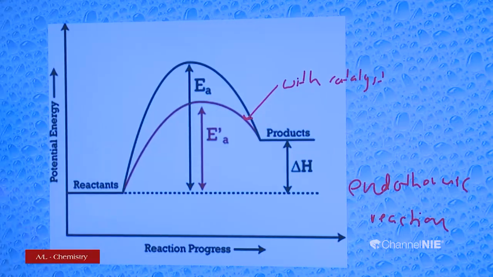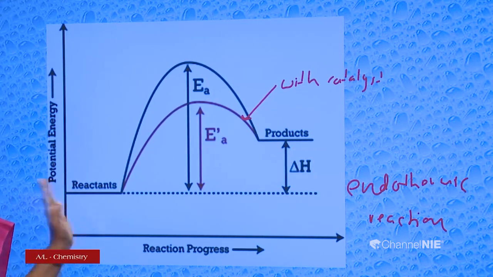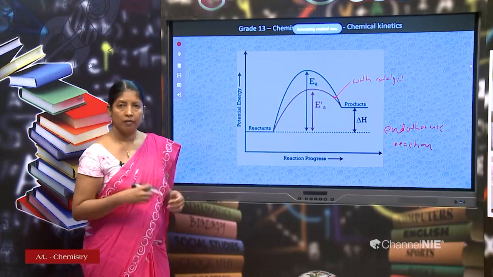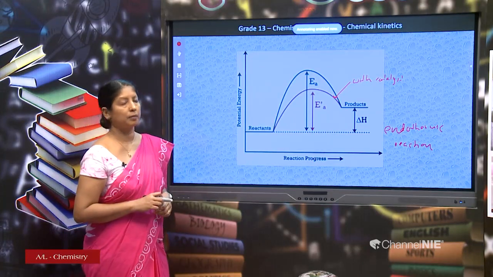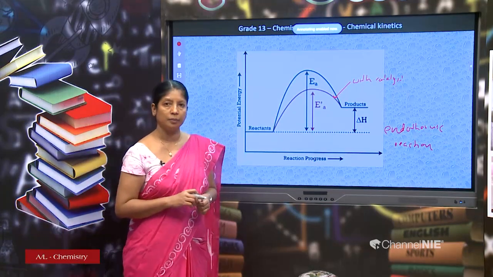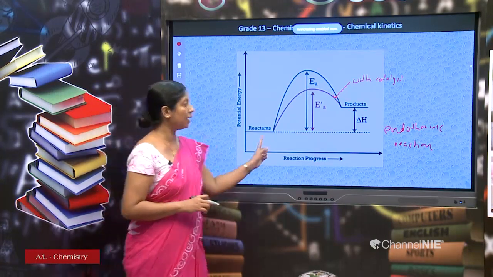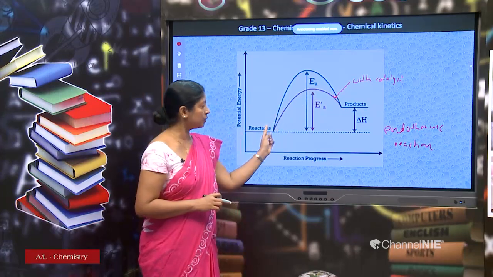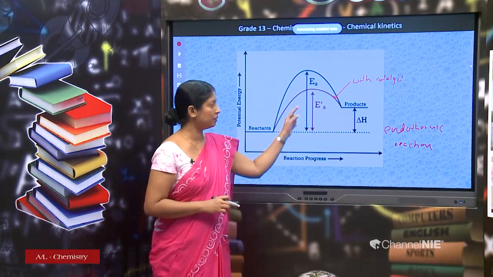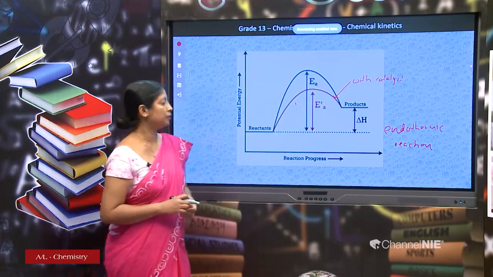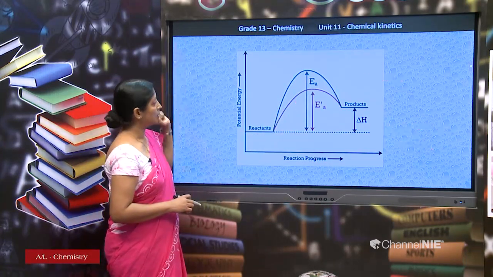Products are having more energy than reactants. To convert reactants into products, extra energy has to be absorbed from the environment. Whenever it is absorbed from the environment, the process is known as endothermic. You can use a catalyst even in an endothermic reaction. When we apply the catalyst, the reaction will proceed in a different mechanism where the activation energy is lower than the previous one. So, then the rate will be faster.